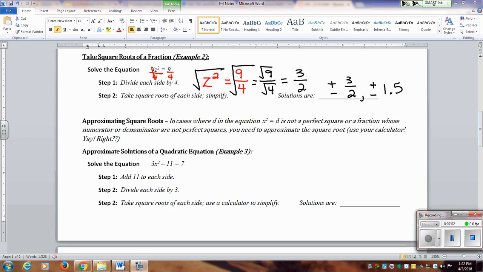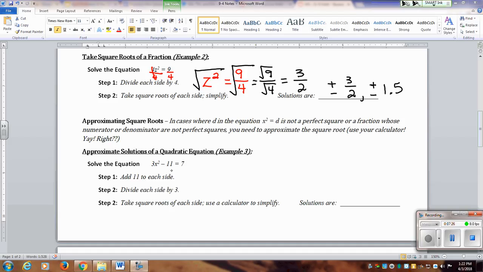All right. That is good examples of when your D, so to speak, turns out to be a nice perfect square. So in cases where D is not a perfect square, or a fraction whose numerator or denominator are not perfect squares, you need to approximate the square root. You can use your calculator. Yay. So here's an example of that.